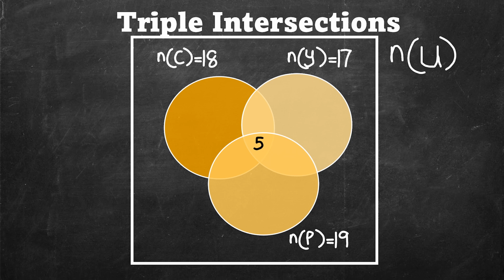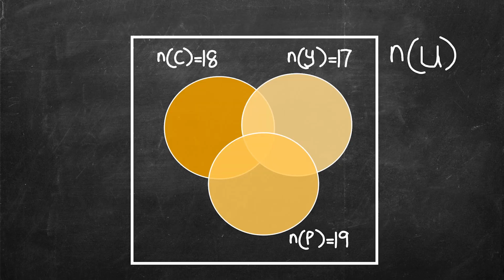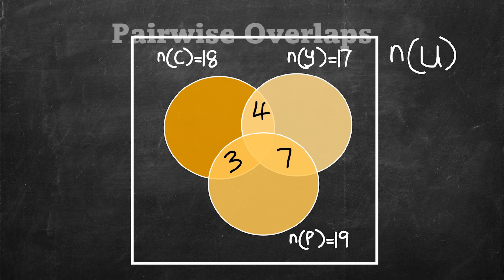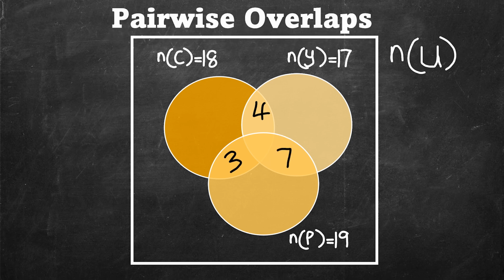Corn and yam is 9, but 5 are already counted in the middle. So 4 go in the corn-yam overlap. Corn and plantain is 8, minus 5 in the middle, so 3 go in that overlap. Yam and plantain is 12, minus 5 in the middle, so 7 go in that overlap.